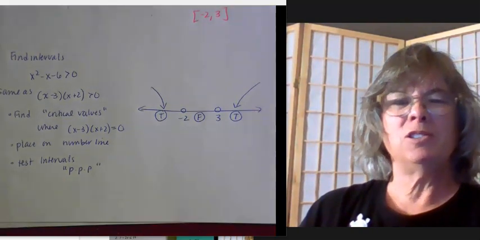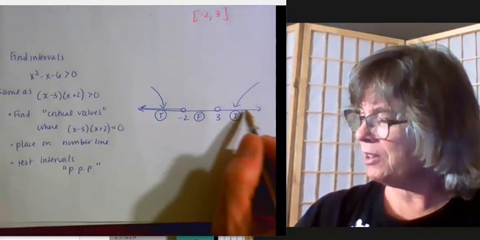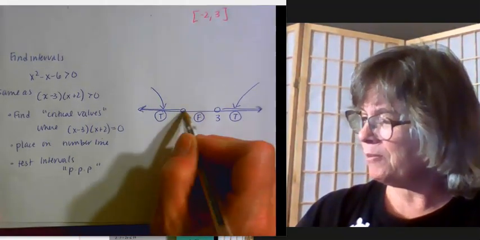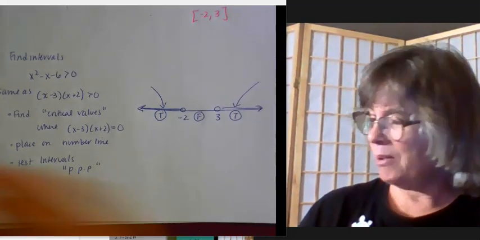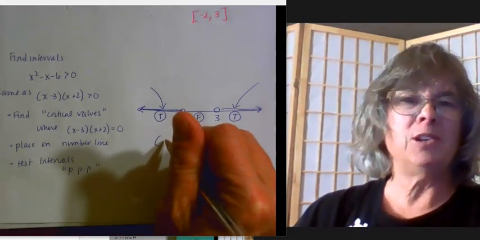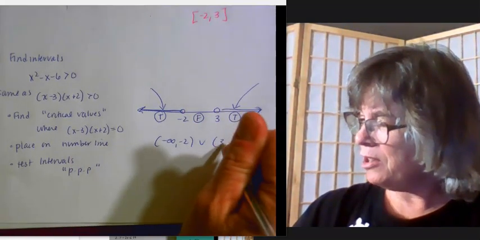Those are the two regions where it's true, and on the basis of this graph, I can solve this by just stating those critical values, testing intervals, and then putting this in interval notation. I'm going to use interval notation: negative infinity, negative 2, union 3 to infinity.